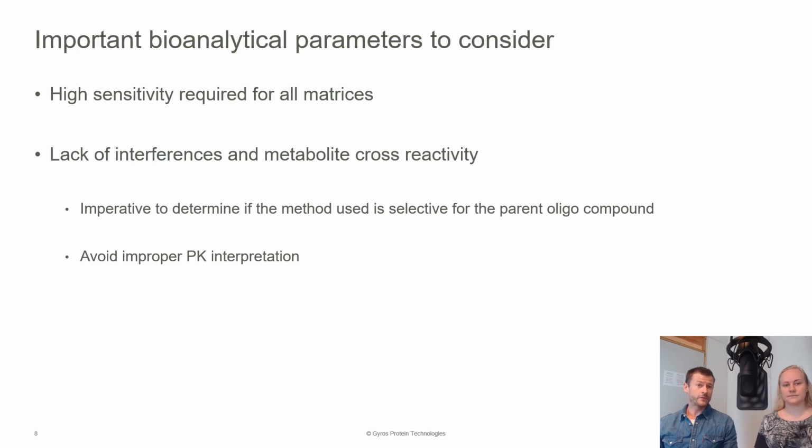So there are some important bioanalytical parameters that need to be considered. First, the high sensitivity of the assay is really important, depending on the matrix you are using. So you can develop an assay in plasma, in serum, or even tissue. You need as well to check the specificity of your assay to the parent oligo, and you can, in that case, test some metabolites of the parent oligo to test if you are detecting them or not, and this in order to not have improper PK interpretation.